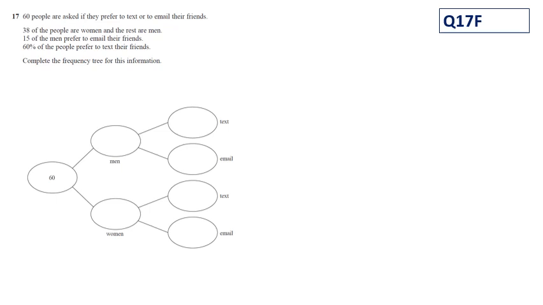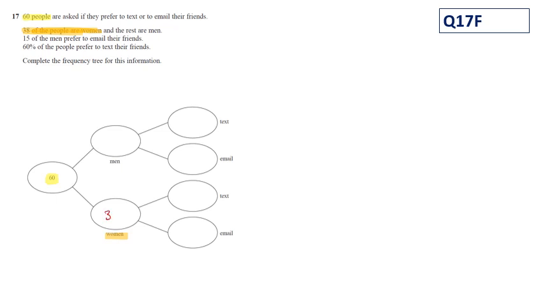Now, 60 has already been filled in on this frequency tree, and we know that 60 is the total number of people. We also know that 38 of the people are women, so that means I can fill this circle for women with 38.